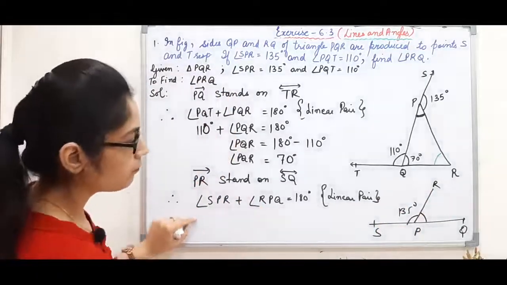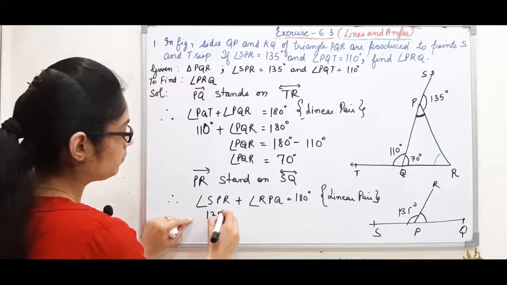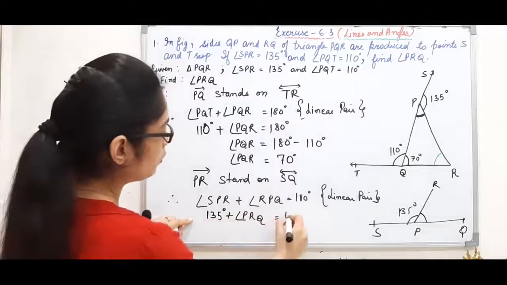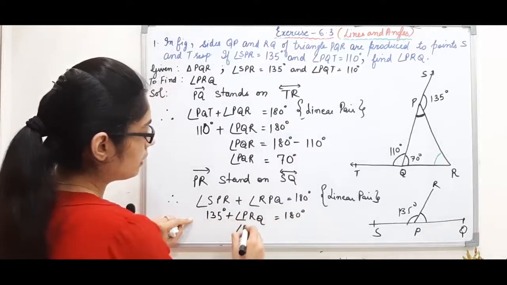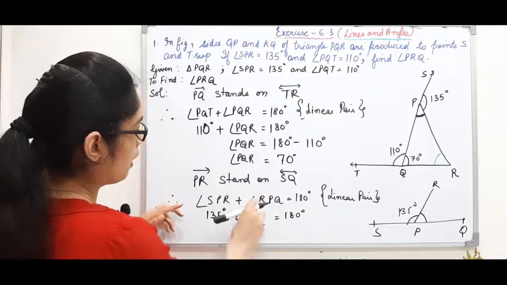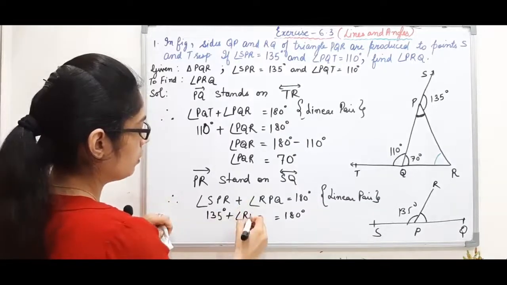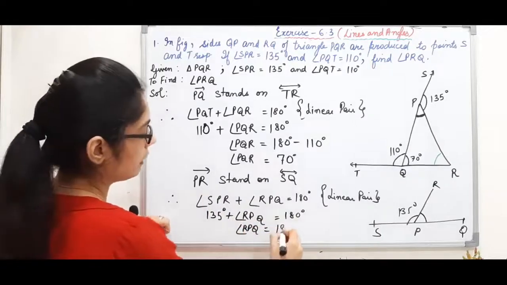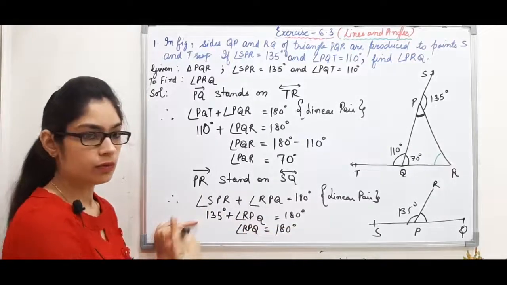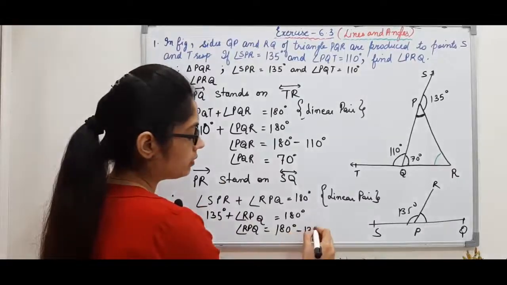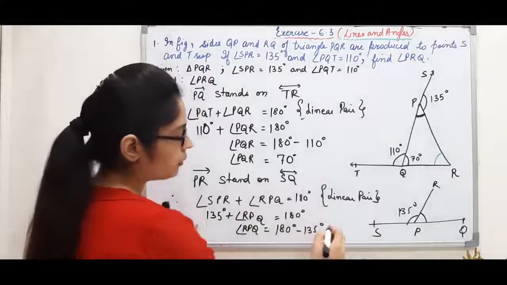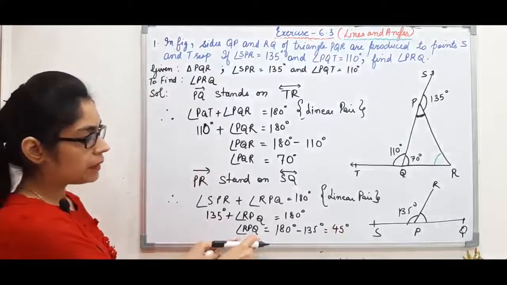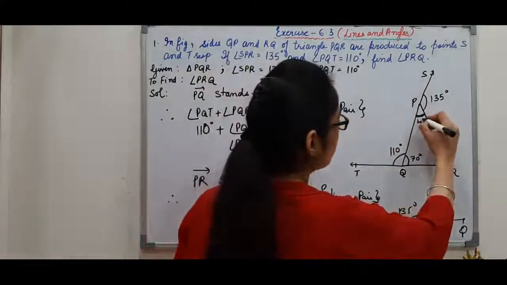Now SPR is equal to 135 degree, and RPQ we need to find its value, is equal to 180 degree. Since we need to find the value of RPQ, we'll keep RPQ on this side and we'll shift 135 to the other side. So plus 135, on changing the side, will be changed to minus 135 degree. So 180 minus 135 is equal to 45 degree. So angle RPQ is equal to 45 degree.